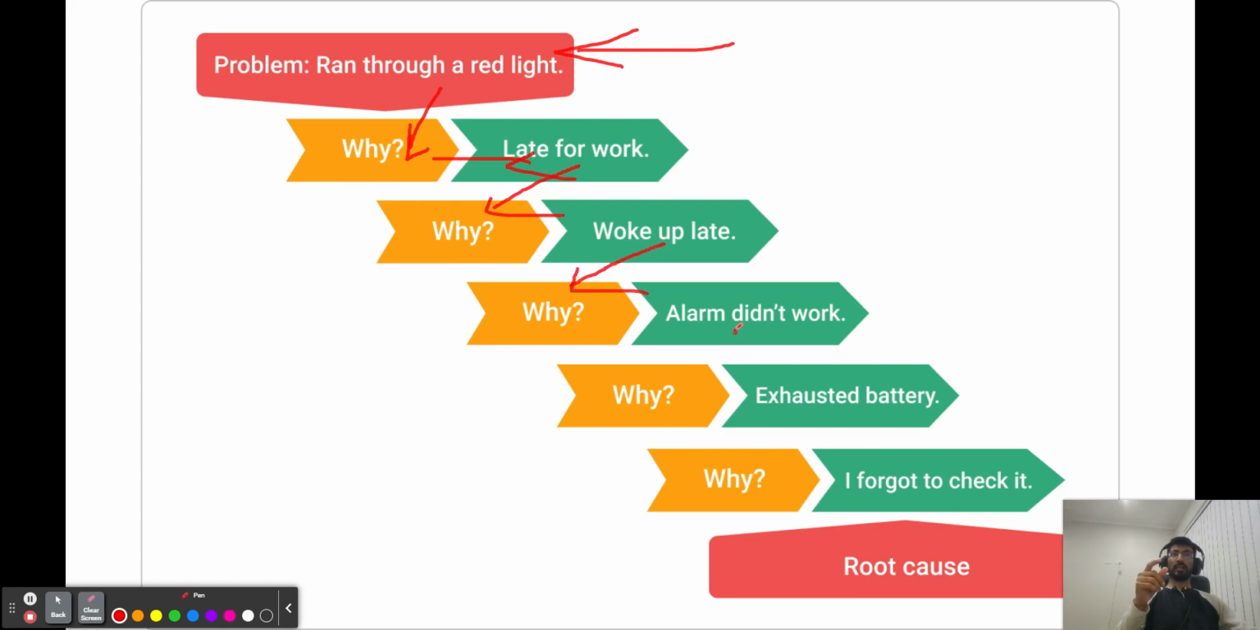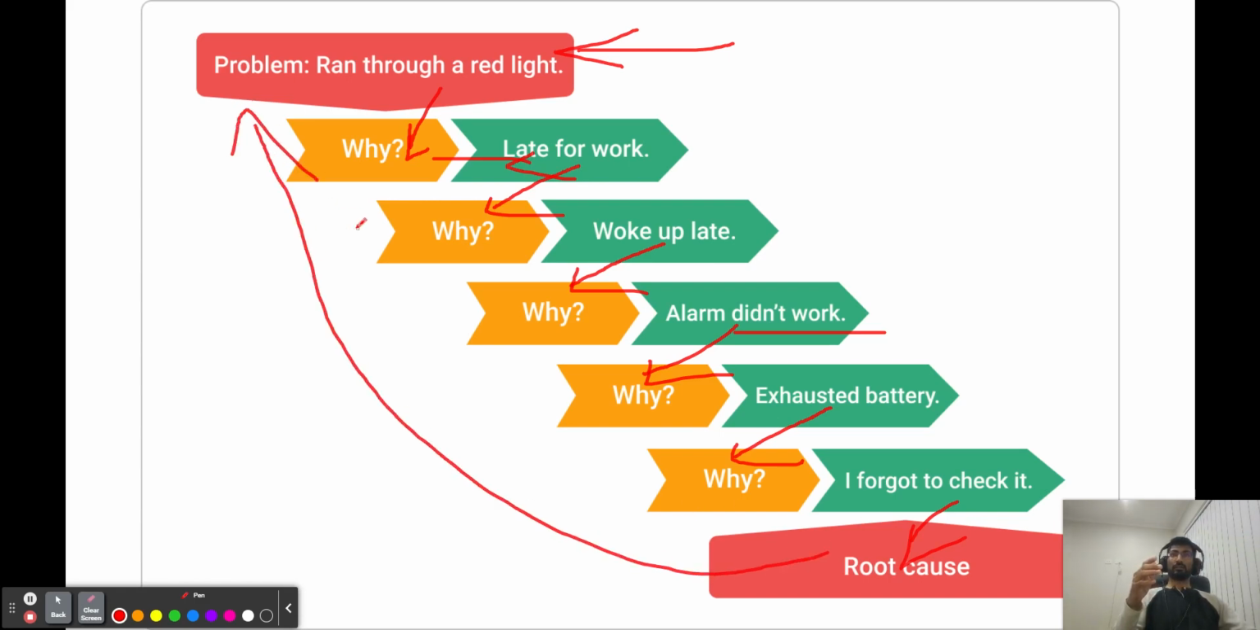The alarm didn't work. Why didn't the alarm work? Because it had an exhausted battery. And why did it have an exhausted battery? Because you forgot to check. And that is the root cause of why you ran through the red light. This method not only works in industry, it works in your real life too. Asking yourself five whys generally gives you the root cause of the problem.